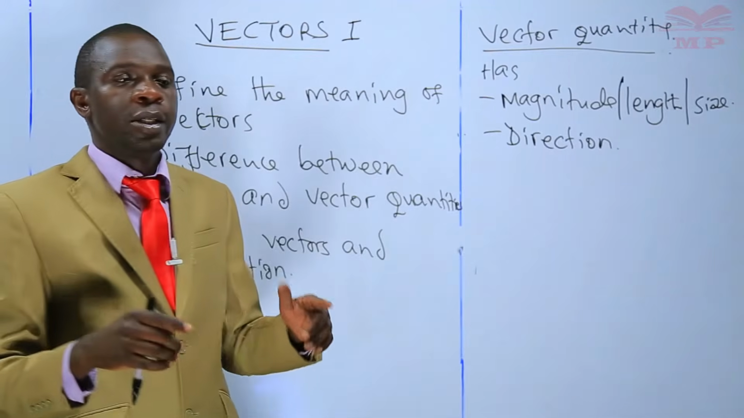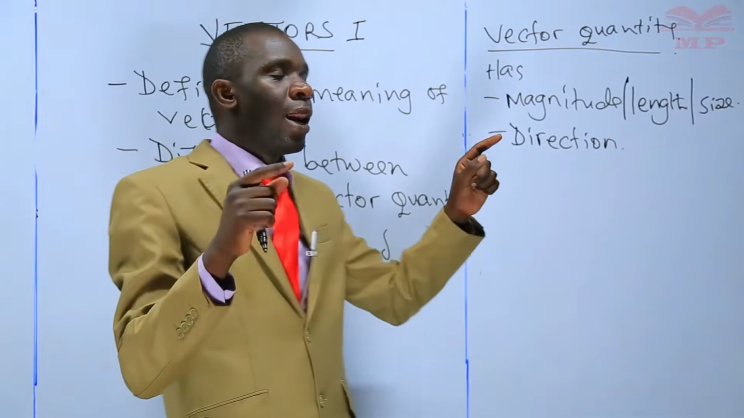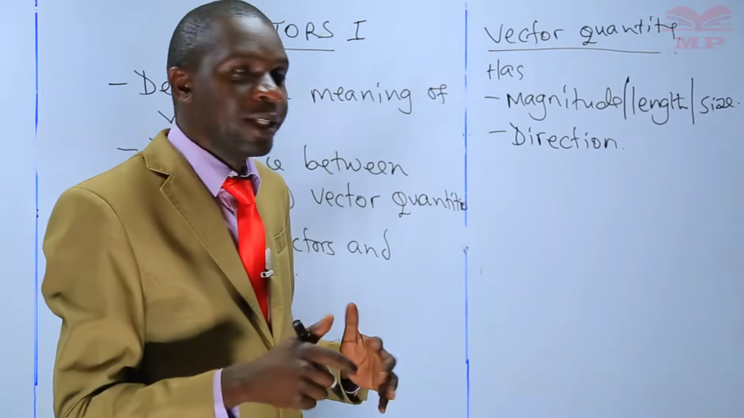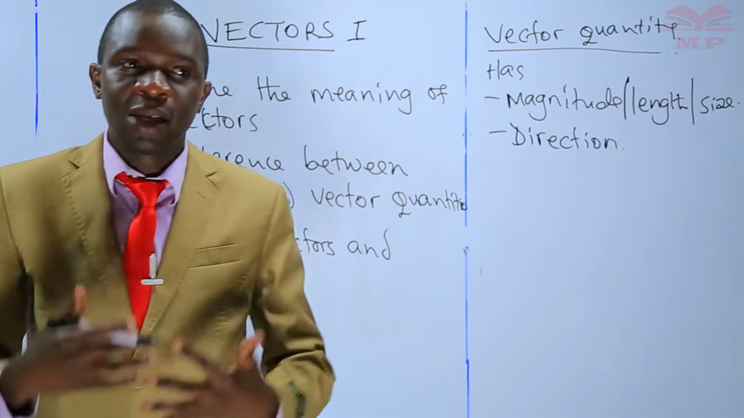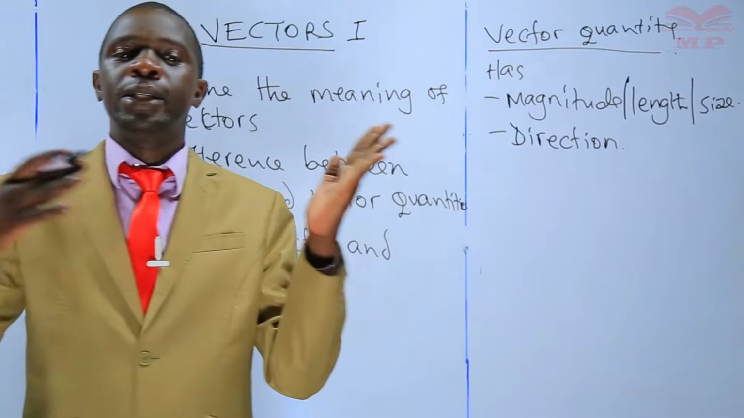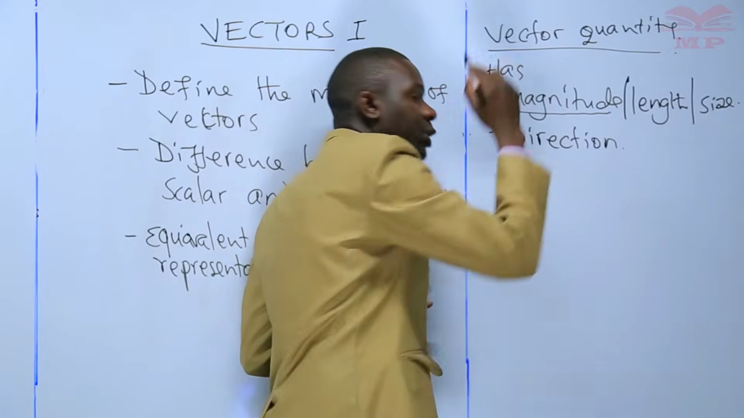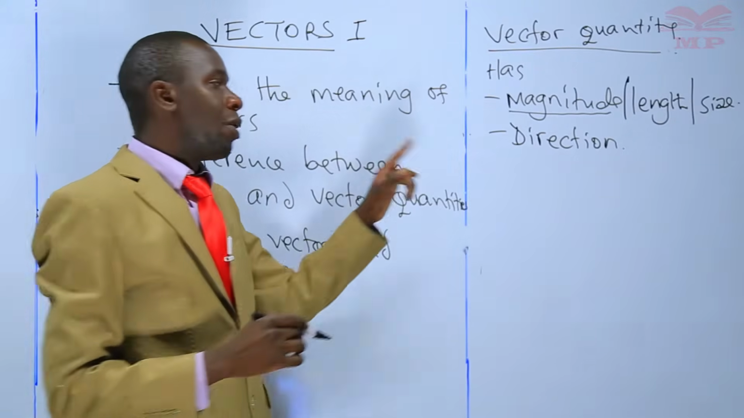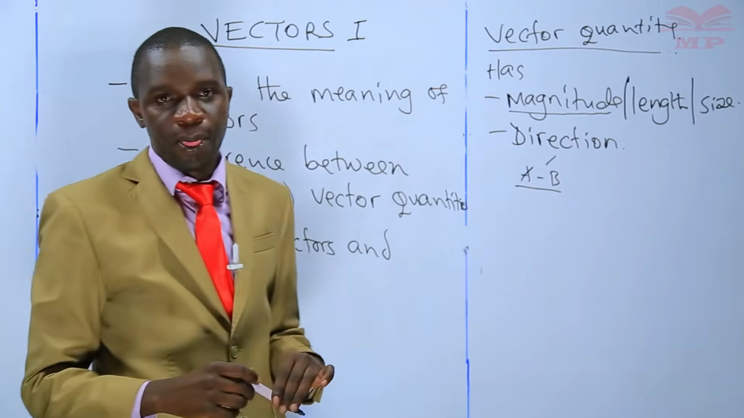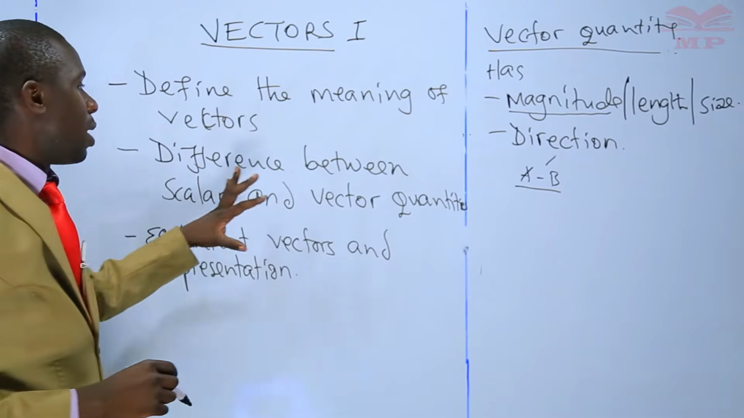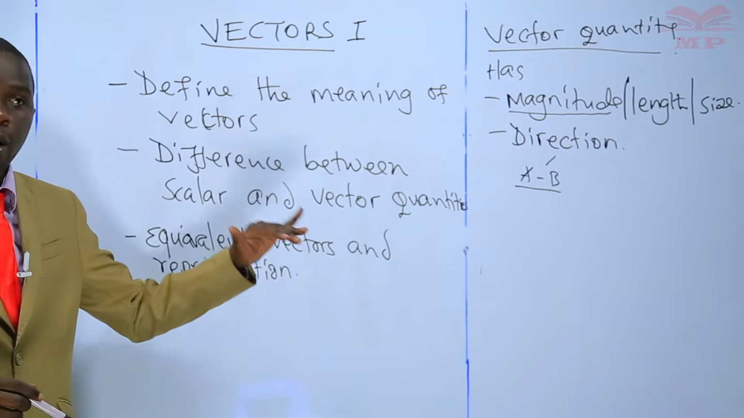Now, direction is towards what particular place this length is moving. For instance, you can say that Mr. X traveled 20 kilometers from town A towards town B. Now, 20 kilometers in that case would be the magnitude, and from town A to town B, that would be the direction. So I want us to move ahead and look at the difference between a scalar quantity and what we call a vector quantity.